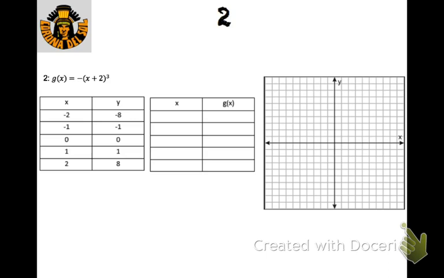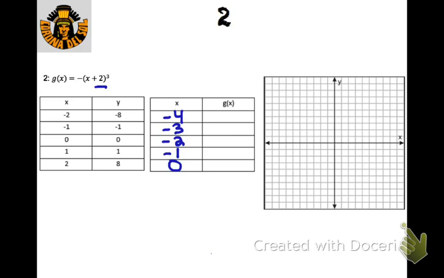All right, the next one, inside the parentheses, we have the x plus 2, and you remember things are kind of opposites when they're inside the parentheses. So this one is shifted to the left 2 units, so that means we're going to be subtracting 2 from each of the x coordinates. So this one would be negative 2 minus 2, so that would be negative 4, negative 1 minus 2, so that would be negative 3. 0 minus 2, so that would be minus 2. 1 minus 2, so that would be negative 1. 2 minus 2, so that would be 0.